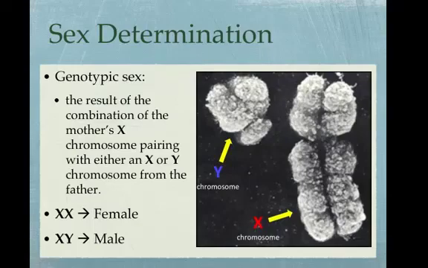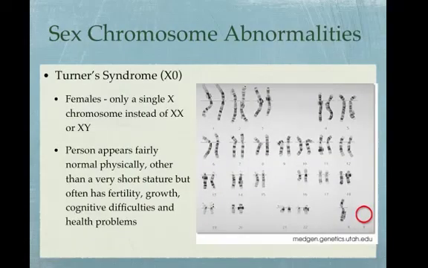Very rarely, there are variations in these pairings that combine to form genetic abnormalities. The first one I'll talk about is Turner syndrome. Turner syndrome is noted by the symbol X0. What that's indicating is that this individual, a female, has only a single X chromosome instead of the typical pair of 2 X chromosomes. So Turner syndrome is an example of a chromosomal abnormality.